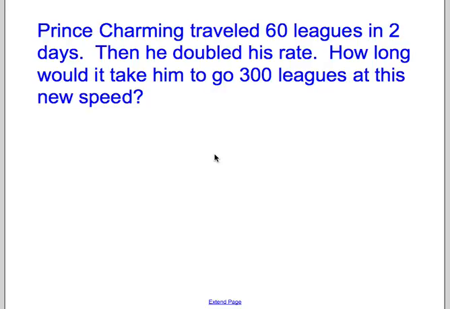Okay. Prince Charming traveled 60 leagues, and leagues is a distance in old terms, in 2 days. Then he doubled his rate. How long would it take him to go 300 leagues at this new speed?